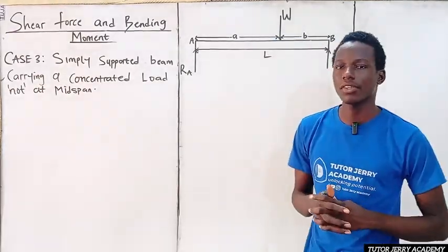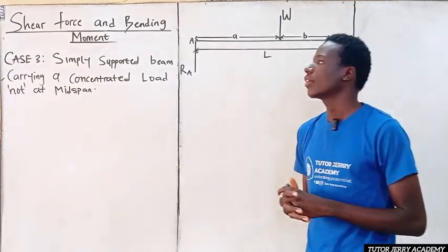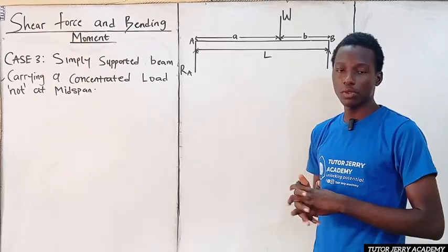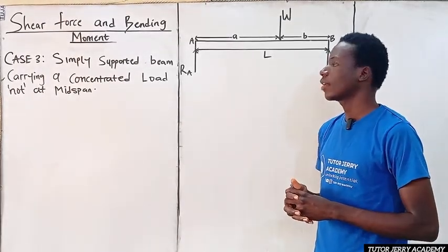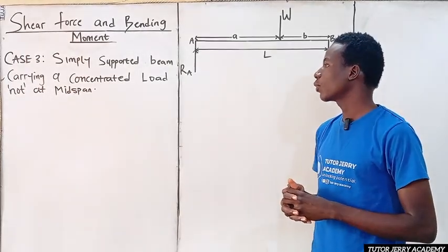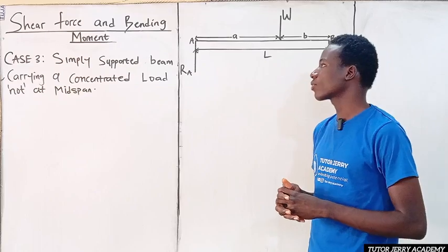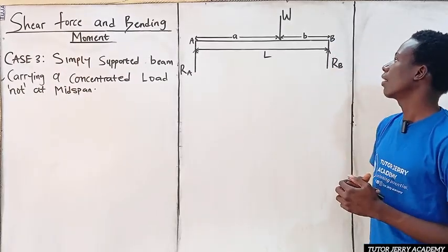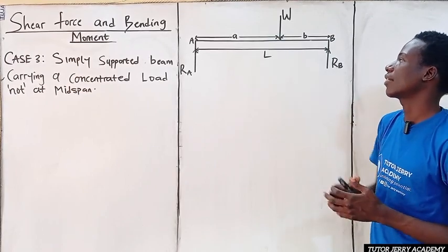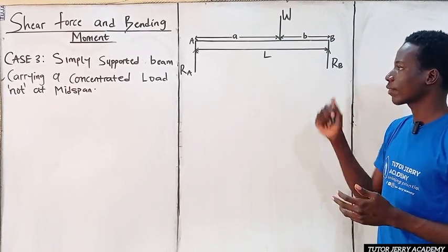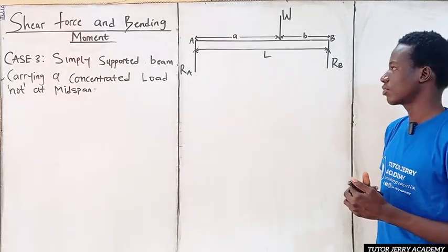In today's class, we are going to be looking at case 3, which is nothing but a simply supported beam carrying a concentrated load not at midspan. So the beam we have here on the board is carrying a concentrated load that is not at the midspan. So we are going to be considering this case for today.